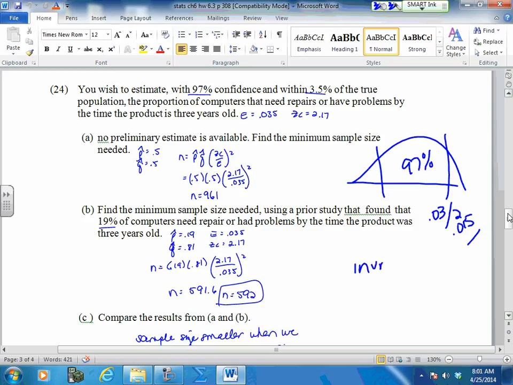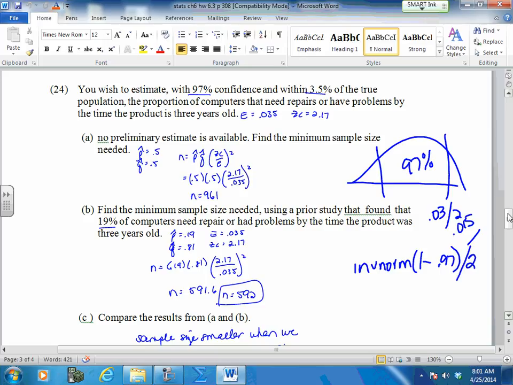Now, let inverse norm do this: 1 minus 0.97, but this has to be in parentheses first. Then inverse norm will do the math for you, and you don't have to worry about being a decimal place off or anything. So find your ZC, which that one was a little bit different, 2.17.